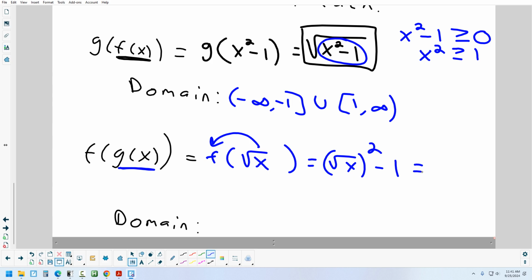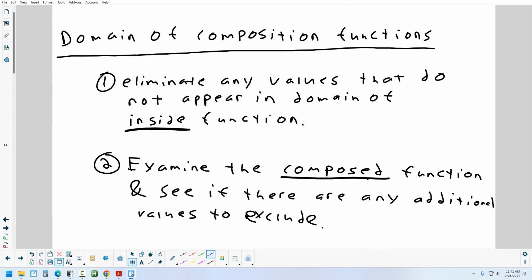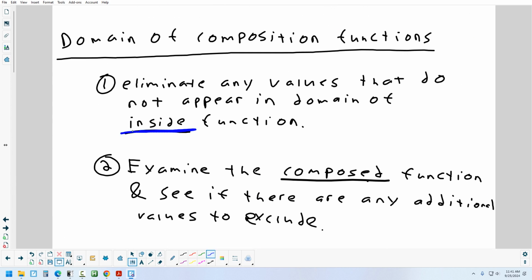They cancel out. And what am I left with? X minus 1. Now, if you just looked at the x minus 1, you might say the domain is all real numbers, because there's no square roots and there's no fractions there. That's just the final composed answer. You need to go back and start with the inside function.